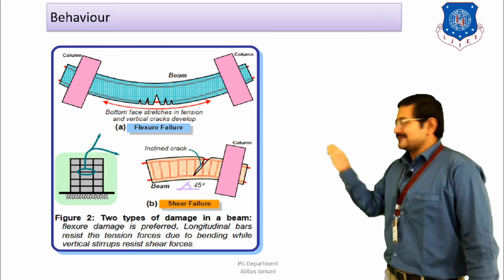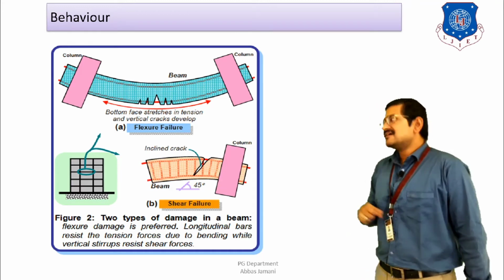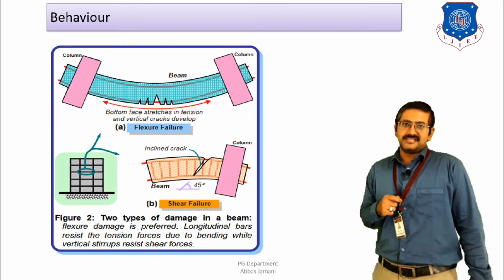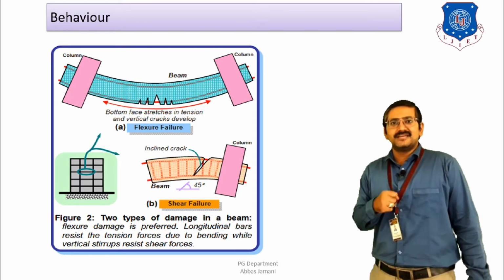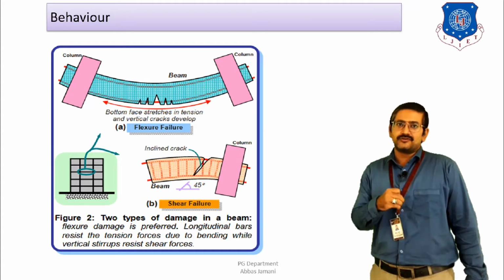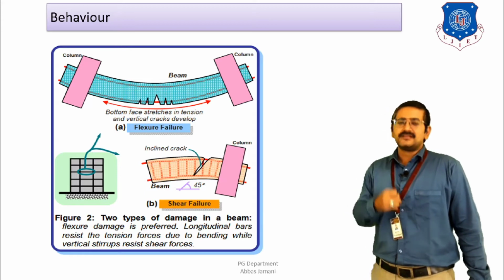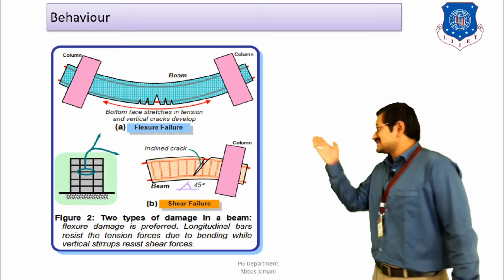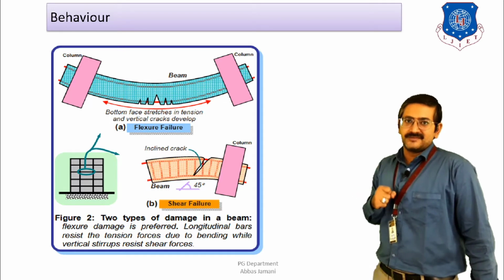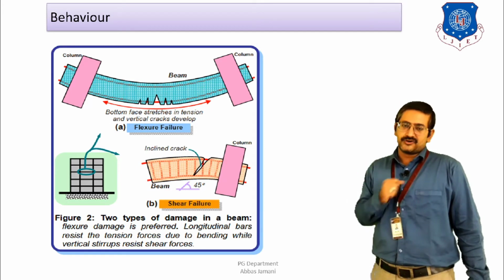So that is the first type of failure, or the first type of behavior, which is known as the flexural behavior. The second type of behavior is known as the shear failure or the shear behavior. When you talk about the shear behavior, it is going to be happening under the effect of axial loads, and it is going to be more critical towards the support section. The flexural behavior is more prominent towards the midspan of the beam, whereas the shear failure is going to be more dominant towards the support section, right?